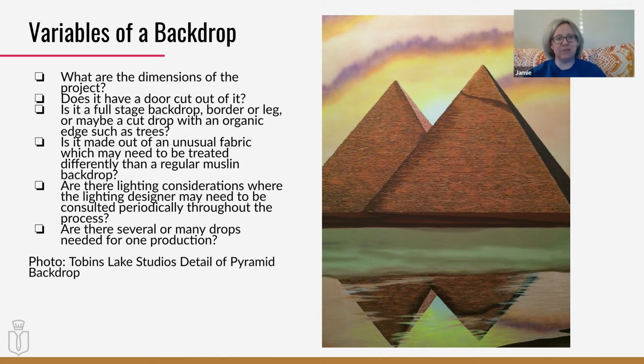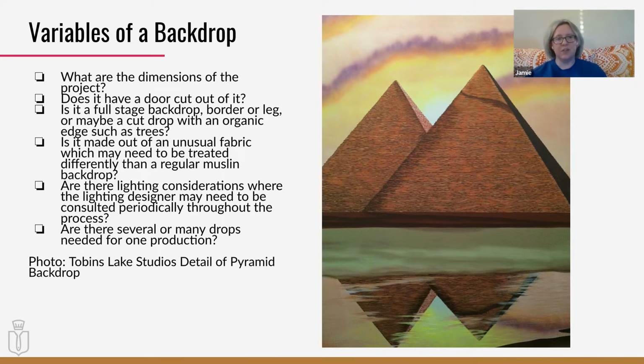Is the backdrop going to be full stage? Is it going to be borders or legs, which are on the sides of the proscenium usually? It may be a cut drop that may have netting or organic edges such as trees. Is it made out of unusual fabric, which may need to be treated differently than a regular muslin backdrop? Muslin is usually the standard for what we use, but a lot of times you might have scrims, you might have velours, you could have really funky fabrics such as different types of silks or poly, psych.